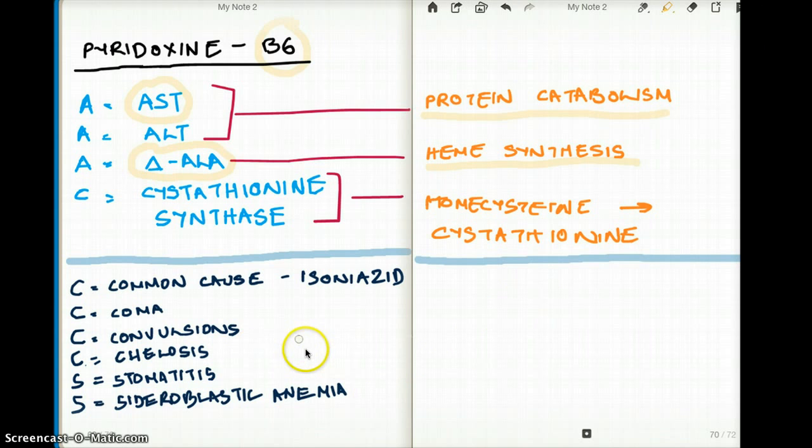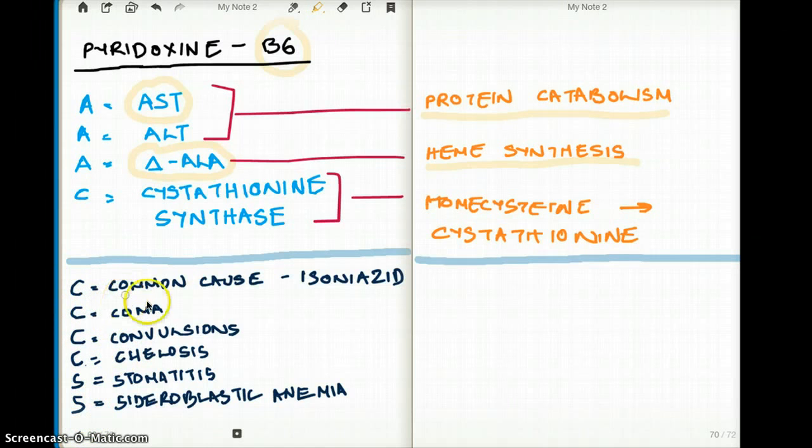But first, let's talk about the toxicities associated with B6. See how there is a 6 here? As a result, there are going to be 6 toxicities. How about that, right? And the toxicities are, there's A's and C's, and then there's also C's and S's in the toxicities. There's 4 C's and 2 S's.